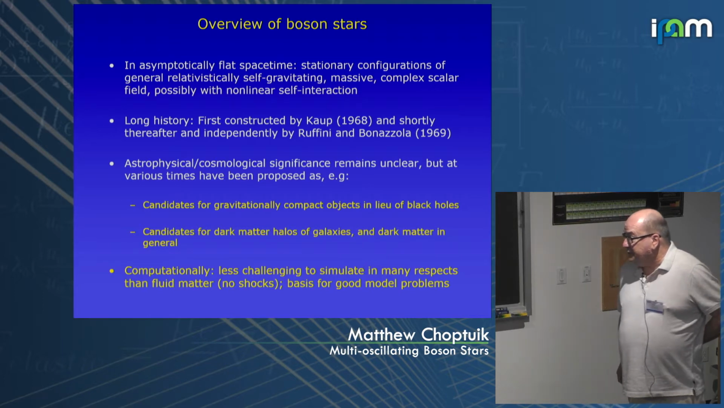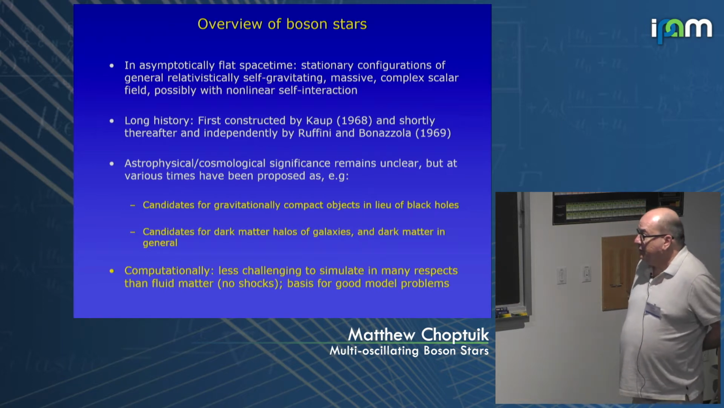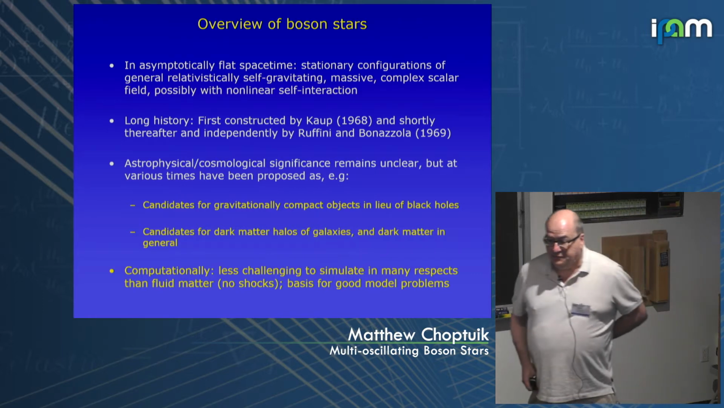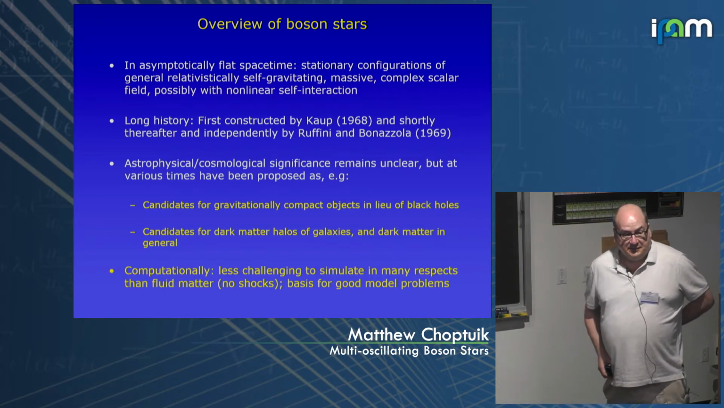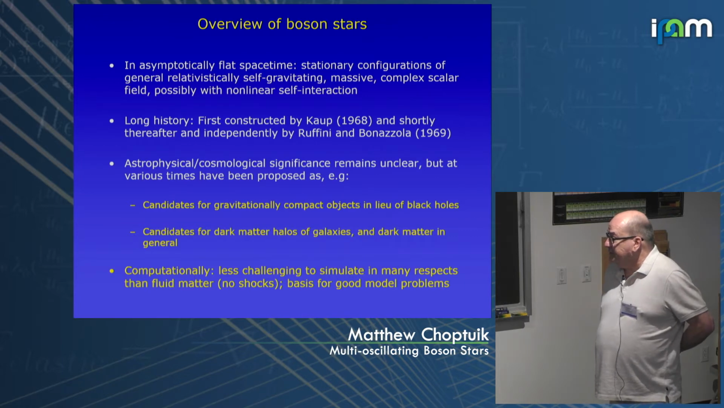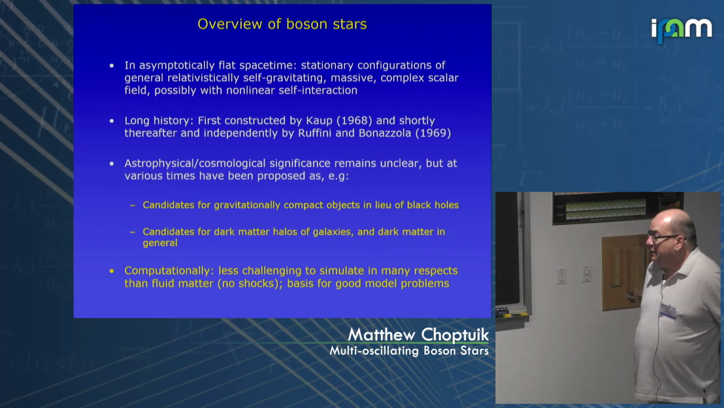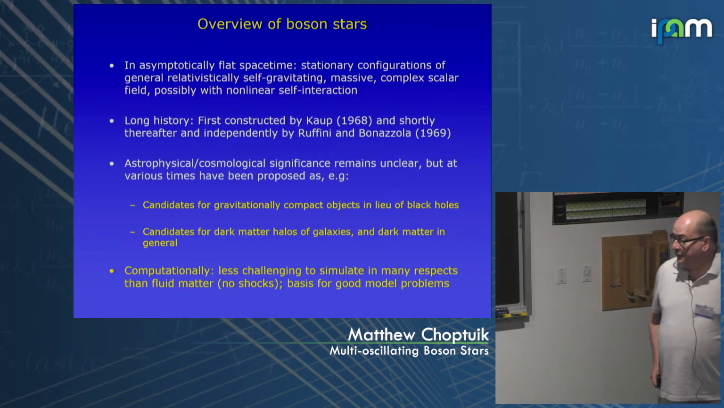And there's a very long history of these objects. They were first constructed by Kopp in '68, and then shortly thereafter, and simultaneously, really independently, by Ruffini and Bonazzola. Now, from time to time, people consider the astrophysical and cosmological significance, and that remains unclear. I think if you ask most astrophysicists, they'd be pretty skeptical about their existence, but at various times they've been proposed, for example, as candidates for gravitationally compact objects in lieu of black holes, black hole mimickers, or even candidates for dark matter halos of galaxies and dark matter in general.